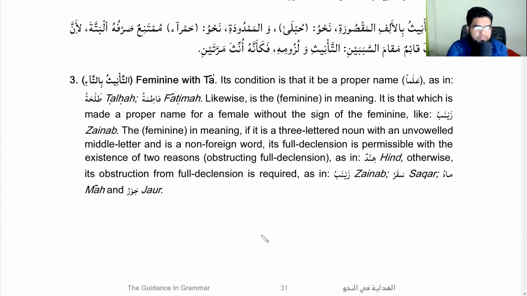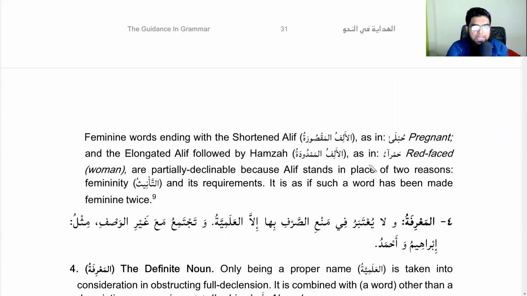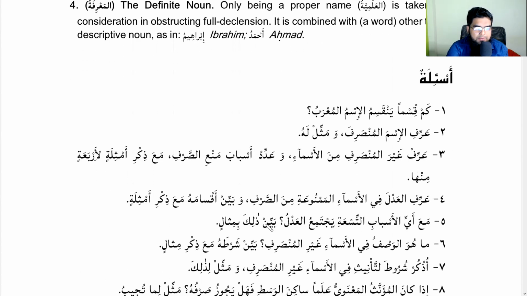Al battata, absolutely. لأن الألف قائم مقام السببين. Because the alif is taking the place of two reasons. التأنيث ولزومه فكأنه أنث مرتين. One is femininity and its luzum, its requirements. It is as if such a word has been feminine twice.